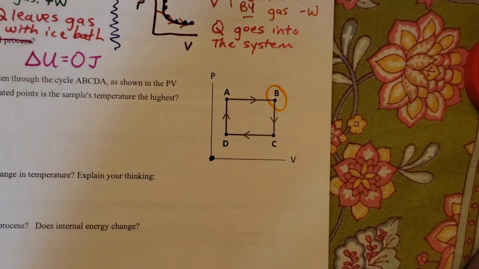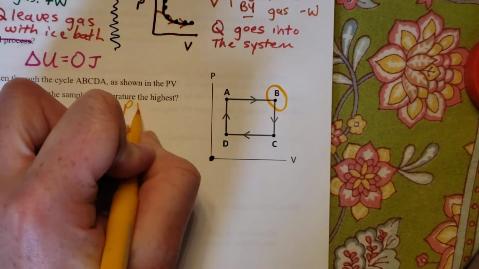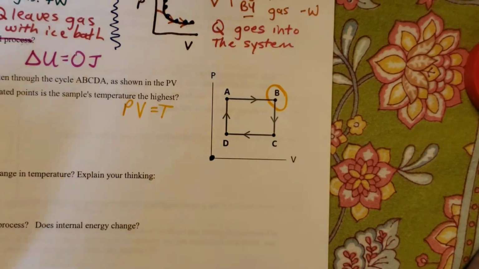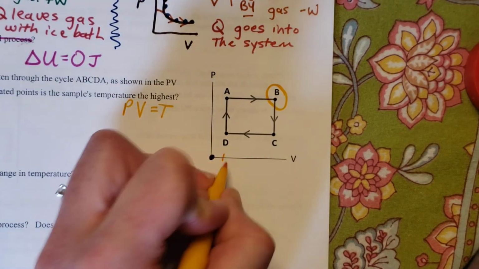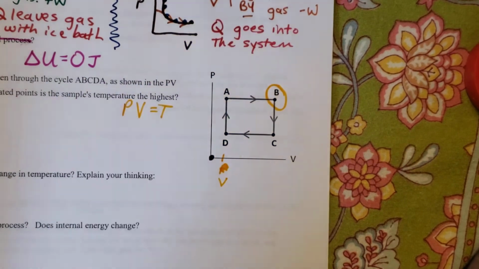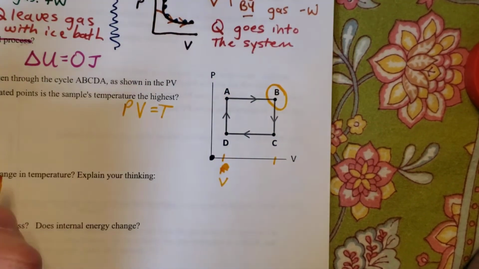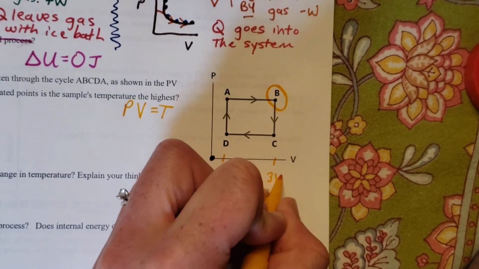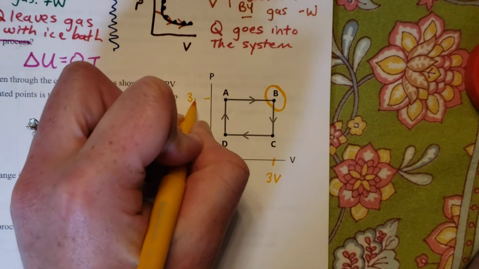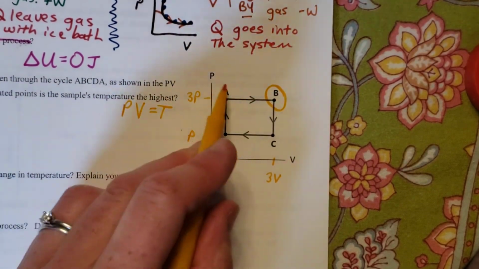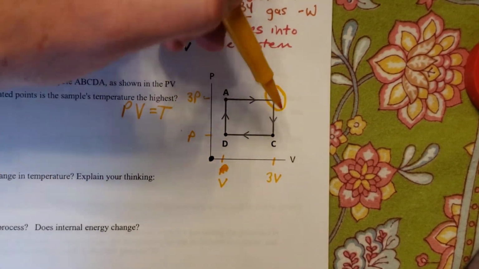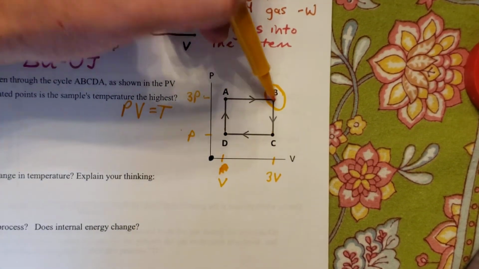If you wanted to do this in terms of ratios, you can also do a PV equals T scenario. I've seen a ton of multiple choice and free response questions where maybe they label points as V, and maybe this is 3V, and this is P, and this is 3P, and they have you do comparisons on where the temperature is the greatest. And so you can then use math to justify identifying your points.